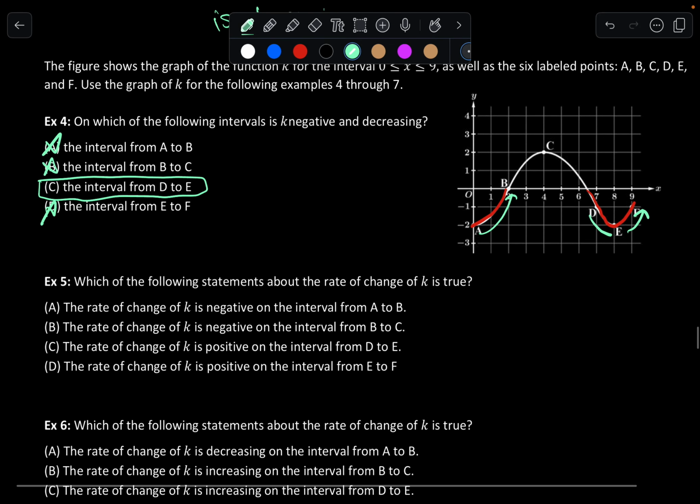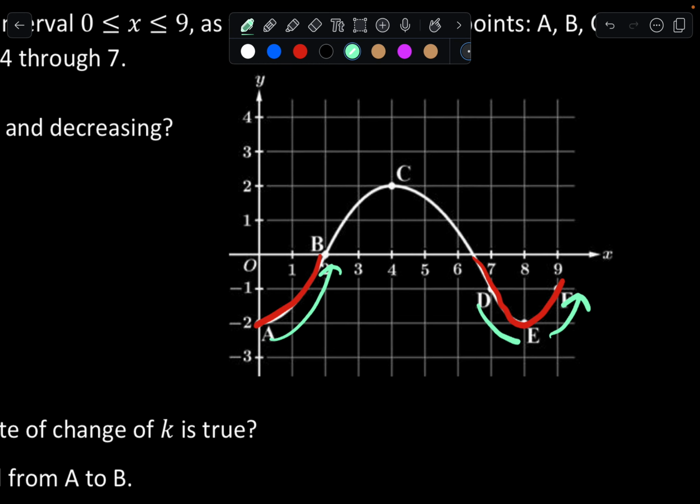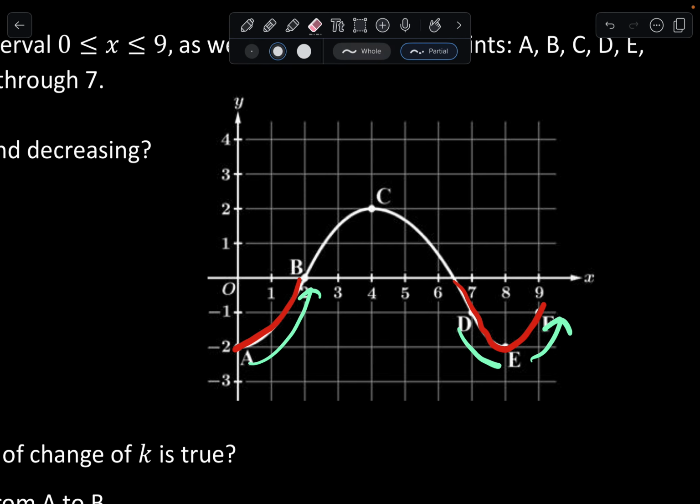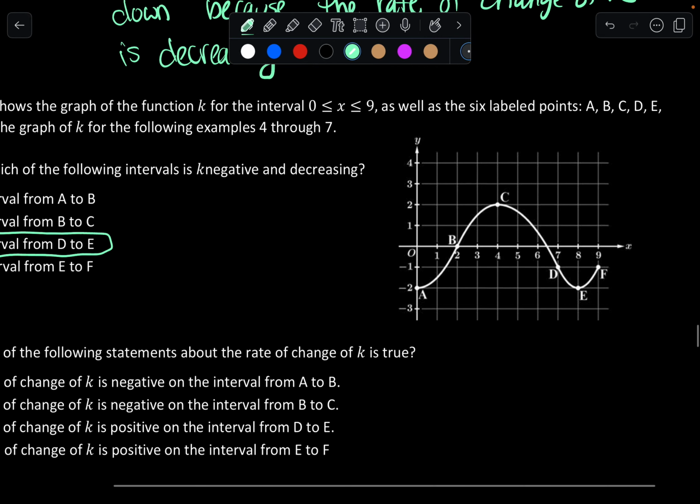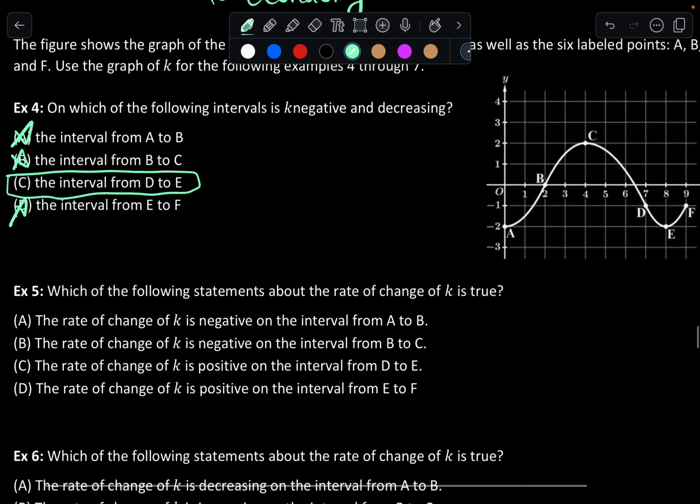Number 5, which of the following statements about the rate of change of k is true? Okay, so that means we want to look at the slope of particular sections. The rate of change of k is negative on the interval from A to B. Well, if we look at this, let me go ahead and erase this off. It says the rate of change is negative from A to B. If I'm thinking of the rate of change and I want it to be negative, that means the slope should be negative, okay?